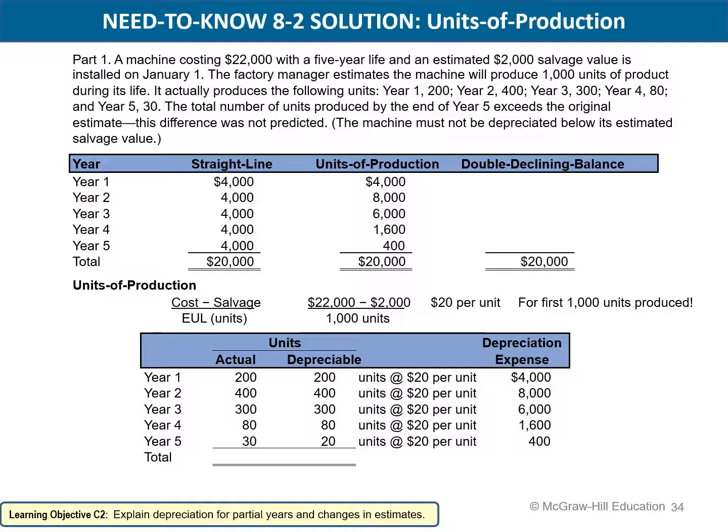So although the actual units they're producing are different, we're still recording depreciation based on the estimates. If we look at this column here, our depreciable units times our $20 per unit will give us our depreciation expense each year. We can't depreciate our actual units because we would depreciate below our salvage value, and we can't do that. So the last year just ends up being a plug to get to the total number of units that were estimated.